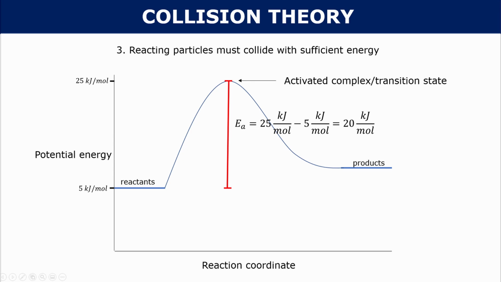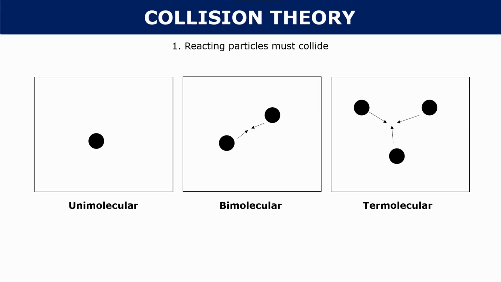The next thing I want to talk about is number 1, which tells you that reacting particles must collide. You can have different types of reactions based on how many particles collide. You could have unimolecular, where it's just one particle colliding with, I guess it's kind of counterintuitive to think that one particle just collides with itself. But when one particle produces products, we call that a unimolecular reaction. When you have two, we call that bimolecular, so two particles colliding to form products. And if you have 3 or more, you have termolecular reactions.